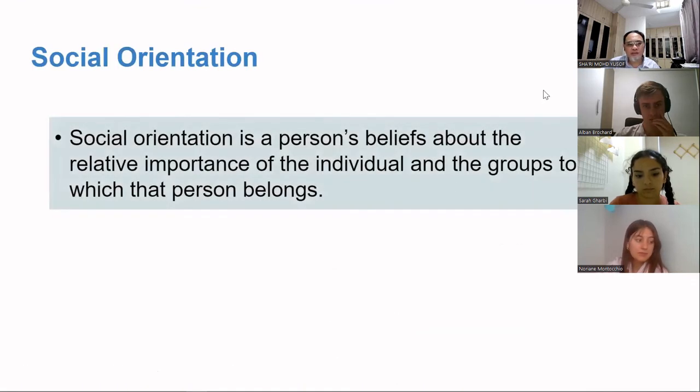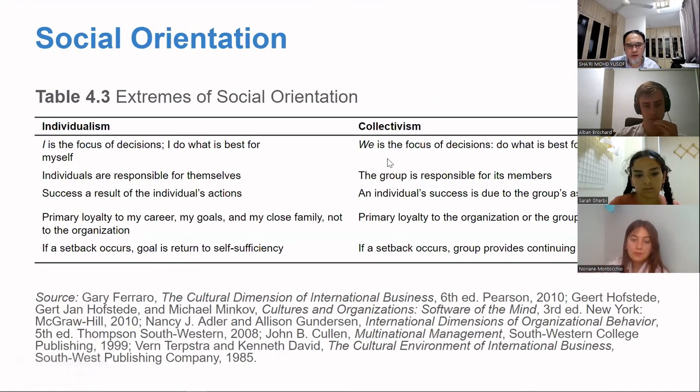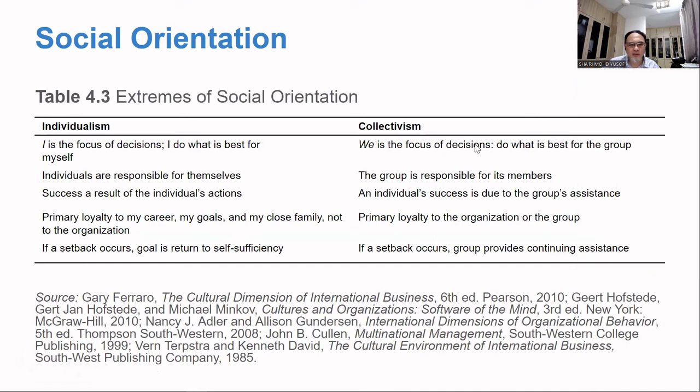Social orientation is a person's beliefs about the relative importance of the individual and the groups which that person belongs to. So it's either individualism or collectivism. It's either I or we. Is I more important or is we more important? This is the criteria. Individualism means primary loyalty to my career, my goals, me, everything is me. Collectivism means primary loyalty to the organization or the group.